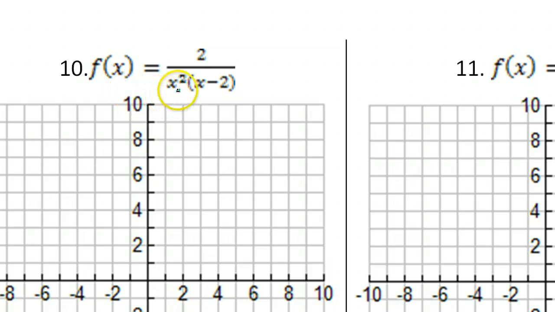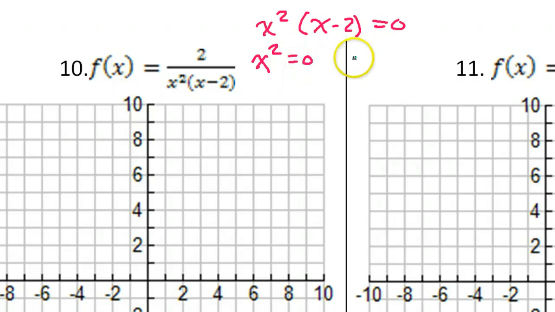If I want to find the vertical asymptotes, I need to set the denominator equal to 0 and solve. So that would be x squared times (x minus 2) equals 0. This is how you find vertical asymptotes. Using the zero product property, I'm going to set each one of these parts equal to 0. So I'm going to wind up doing x squared equals 0 and x minus 2 equals 0.